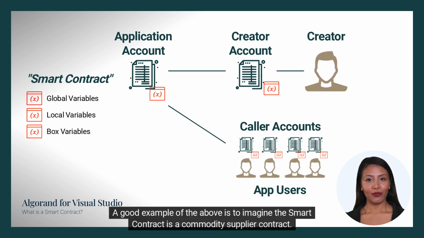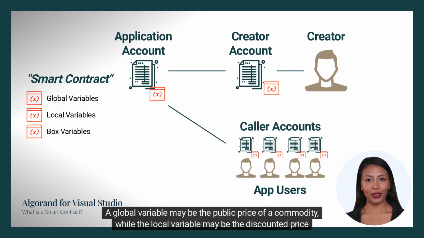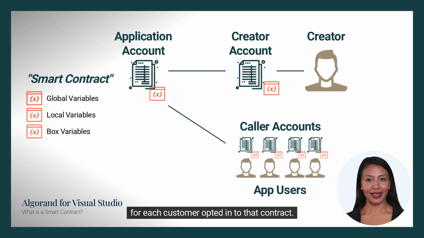A good example of the above is to imagine the smart contract is a commodity supplier contract. A global variable may be the public price of a commodity, while the local variable may be the discounted price for each customer opted into that contract.